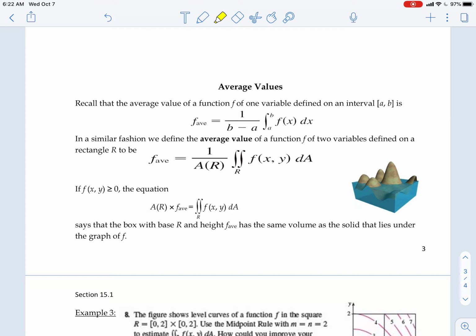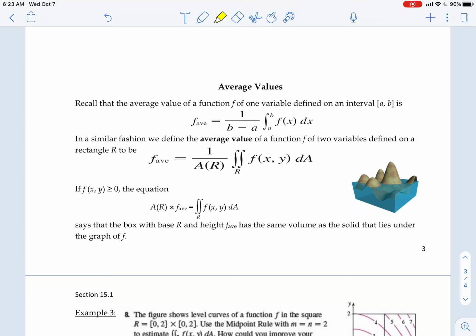So recall the average value of a function f of one variable defined on an interval. To find the average value, all we did was take our integral and divide by the total length of how far we're going along the x-axis. We did b minus a, so that total, how far the integral goes, we just divided by that. Well, here, instead of dividing by the entire length, we're going to divide by the entire area of our rectangle. So that's what this means. A of R is just the area of the entire rectangle.